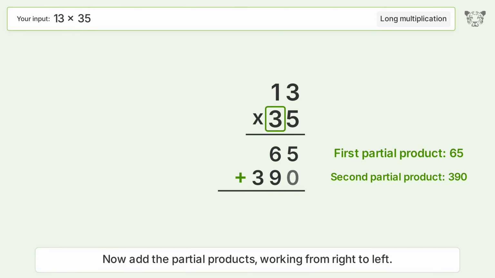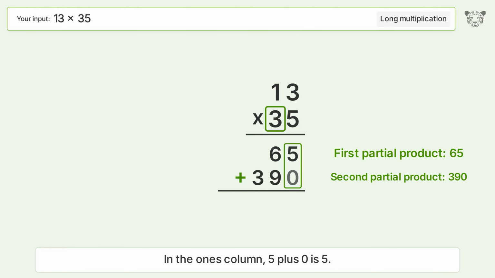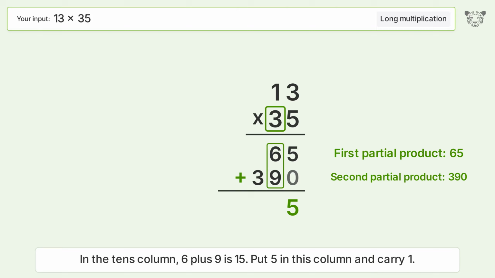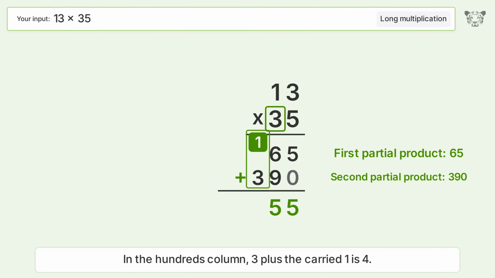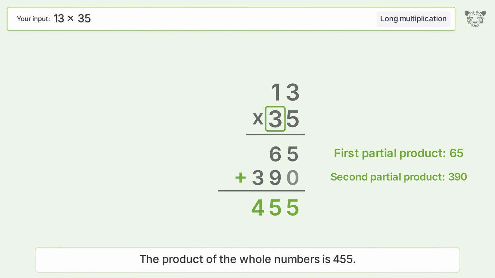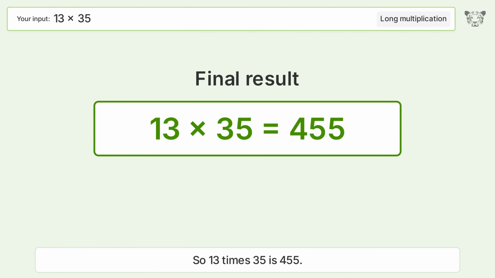Now add the partial products, working from right to left. In the ones column, 5 plus 0 is 5. In the tens column, 6 plus 9 is 15. Put 5 in this column and carry 1. In the hundreds column, 3 plus the carried 1 is 4. The product of the whole numbers is 455. So 13 times 35 is 455.